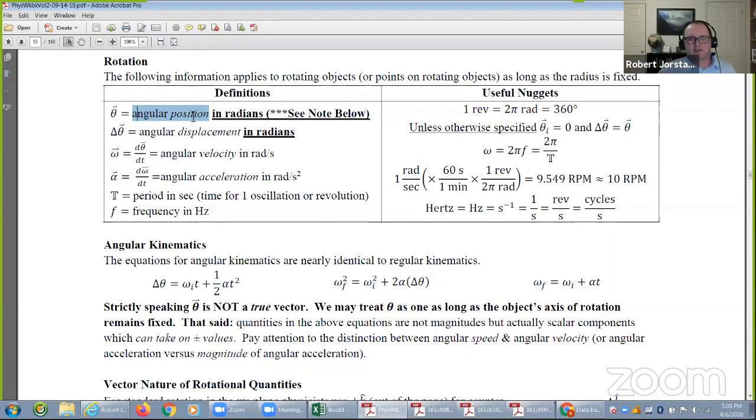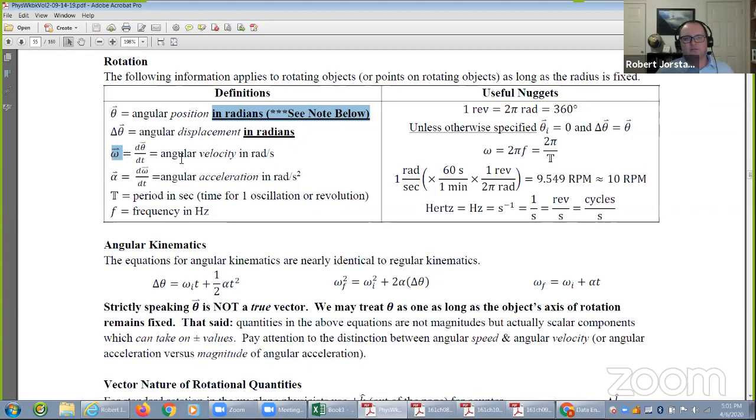So theta, strictly speaking, it's not a vector, but we could treat it like one for this course. So theta is going to be called angular position. Delta theta, that's angular displacement. So just like we had x was position and delta x was displacement, same thing. When we're doing problems, usually we use radians for this. The reason is radians are used in calculus, and so sometimes our problems require calculus.